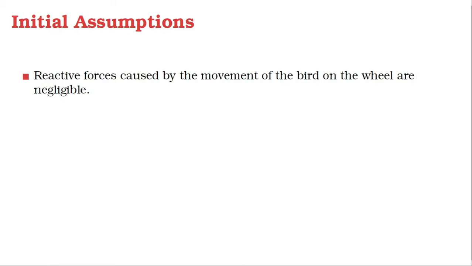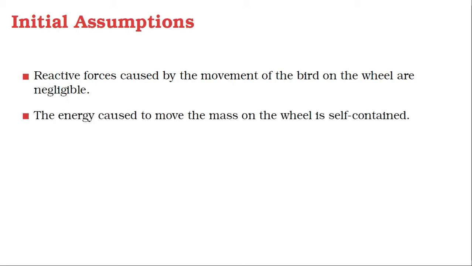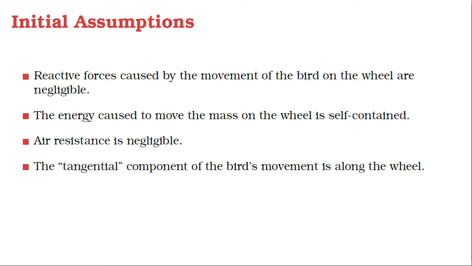In order to model this phenomenon, we have to make a few initial assumptions to simplify our calculations. We first assume that reaction forces caused by movement of the bird on the wheel are negligible. We also say that the bird's exerted energy is self-contained and the air resistance is negligible. Because our calculations are in polar coordinates, we presume that the tangential component of the bird's movement is along the wheel. Finally, we assume that the bird's mass is concentrated in one point.